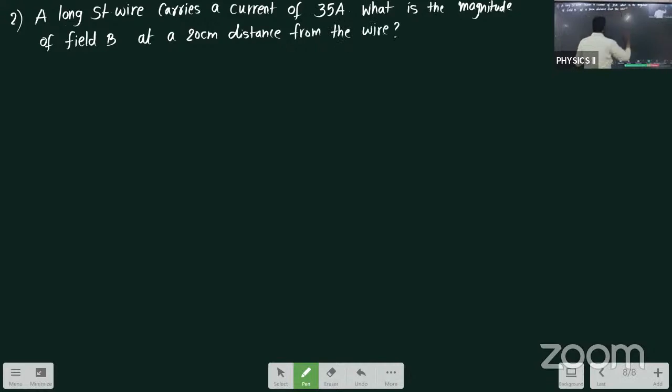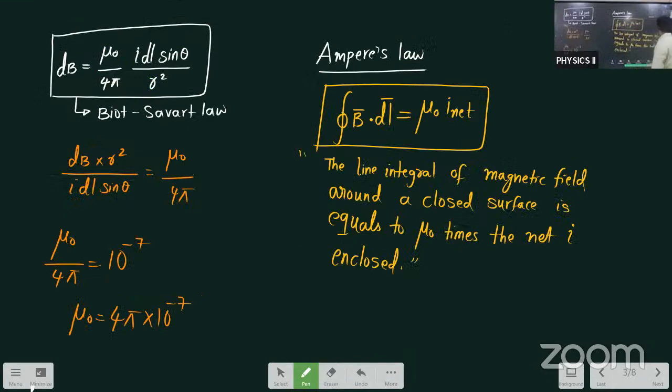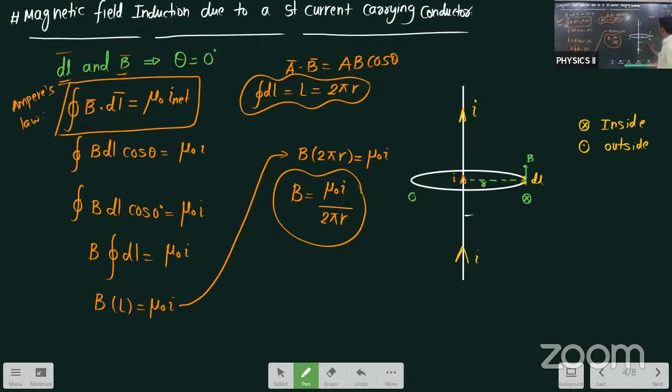See here, this is an application. We have already done this. What was the question here? A long straight wire carries a current of 35 amperes. What is the magnitude of field B at 20 centimeter distance from the wire? We have done this application here. The distance from the wire is 20 centimeter, and we are supposed to determine the magnetic field here. So what is the formula? B is equal to mu naught I divided by 2 pi r.